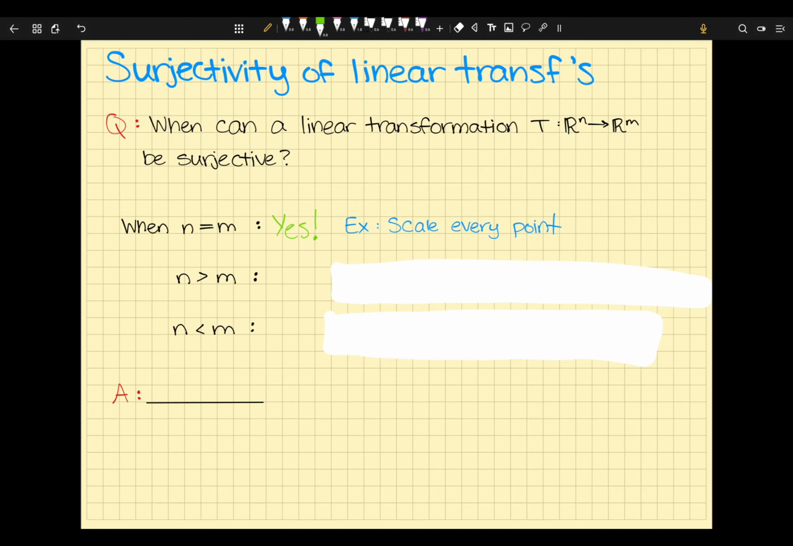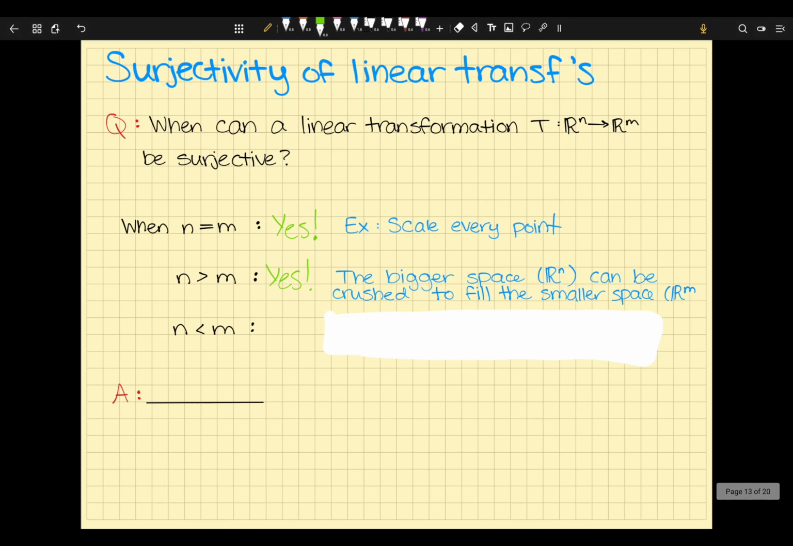All right, so what if n is greater than m? Well, here the answer is yes. And the way that I'd like to think about this is that we are taking some bigger space, Rn, and we are crushing it up to fill up some smaller space, Rm, because remember, n is greater than m here. So we're crushing a big space into a small space, and so naturally we think that our function must hit everything in this small space. Again, it doesn't have to, but it could.